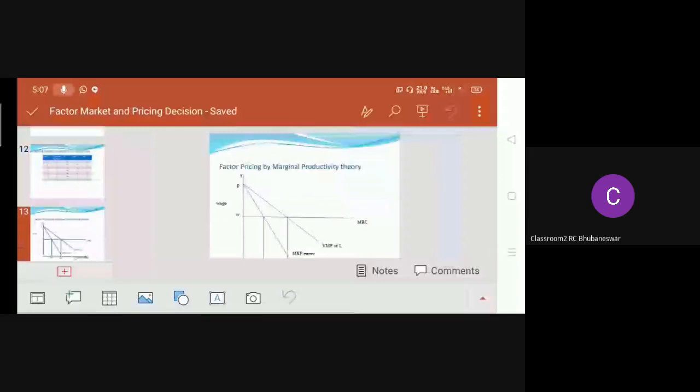Okay, look at this. Here, the factor price marginal productivity theory, or factor price market. It is also called the income distribution theory or distribution theory. Here what happened? The income is shared or distributed between labor, land, capitalist, and entrepreneur. The landowner will get rent, the laborer will get the wage rate, the capitalist will get interest, whereas the entrepreneur or organizer will get profit in return.